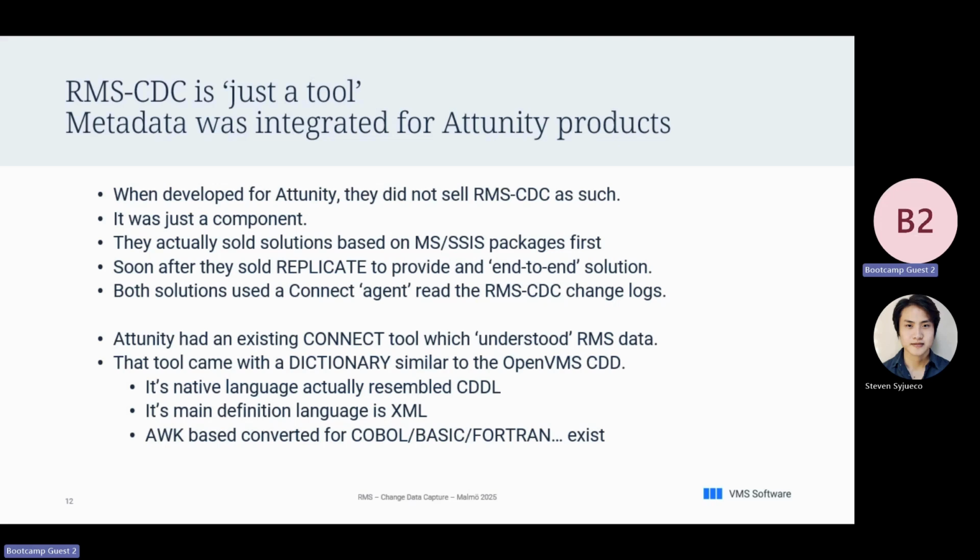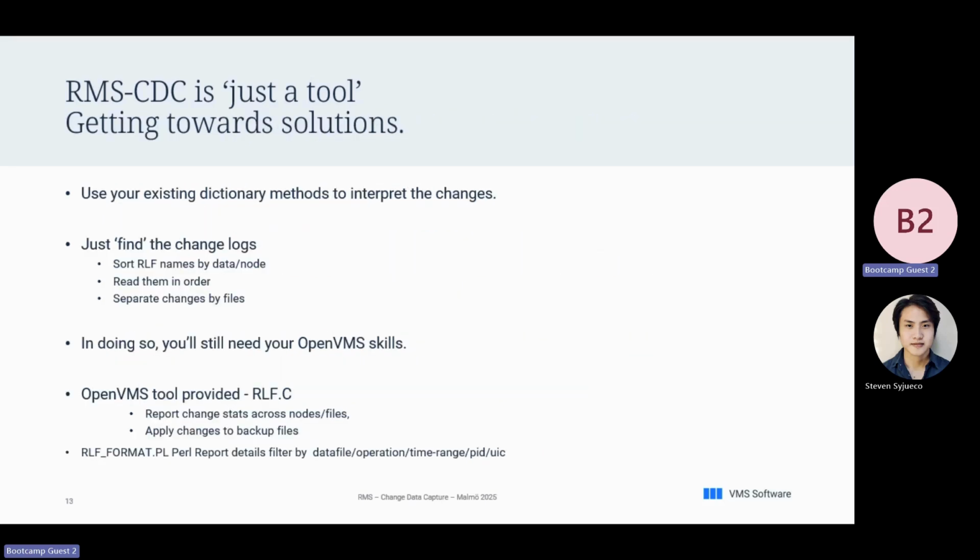Attunity already had the metadata, just like Connx and Trifox and those tools. They all have to have a definition. The Attunity one was a nice dictionary, very similar to CDD. In fact, it used the CDDL language to make the definitions. And I think what I'm going to steal from that is they have a set of awk procedures to convert any of the data definitions to XML and CDDL. So it's always useful to have. Yeah, I'll send you copies of those. That's just awk scripts.